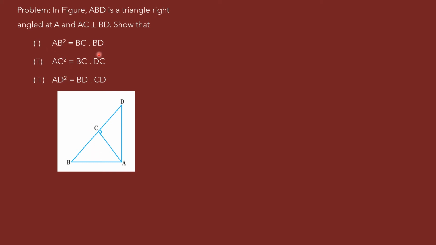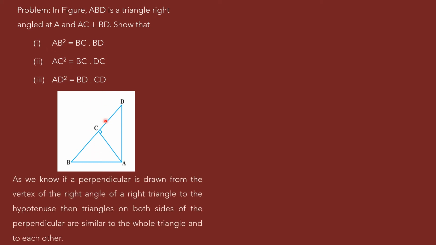Now to prove AB square is BC into BD, to prove any one of these three statements, this is the statement we are using, which we know. As we know, if the perpendicular is drawn from the vertex of the right angle of a right triangle to the hypotenuse, then the triangles on both sides of the perpendicular are similar to the whole triangle and to each other. This is the result we are using. Now which triangles do I have to take to prove the first one? The same question for proving AC square is BC into DC. This is very important. Now AB square is equal to BC into BD.